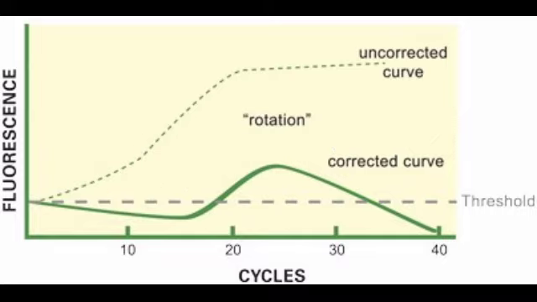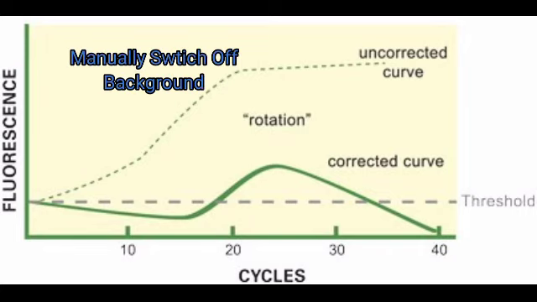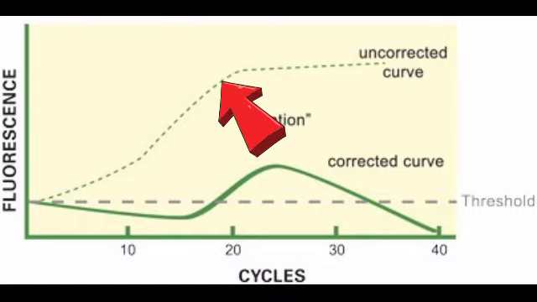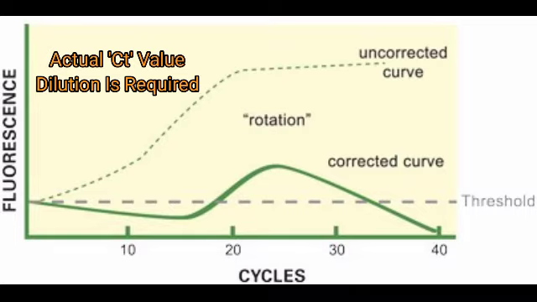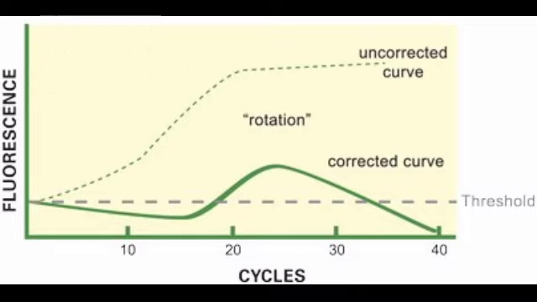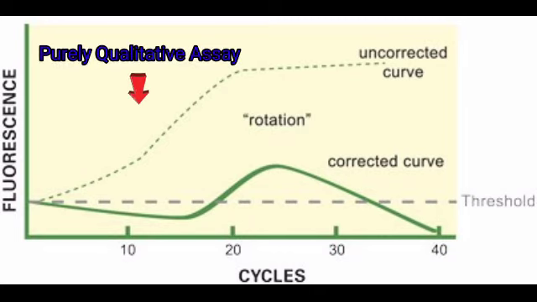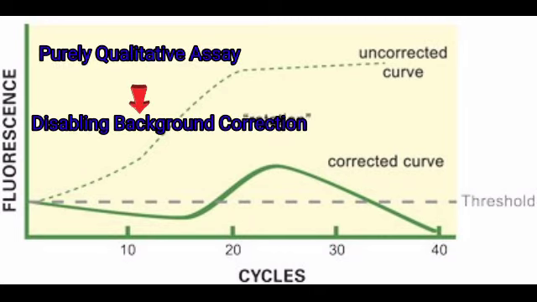Alternatively, some software packages allow the users to go in and manually switch off the background correction. Doing so in this case immediately provides a true amplification curve. But the thing to note here is that for actual CT values, dilution is required and retesting needs to be done. But for a purely qualitative assay, disabling the background correction may be sufficient for appropriate result calling.